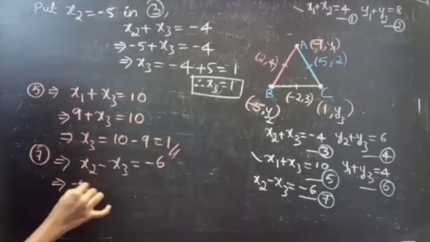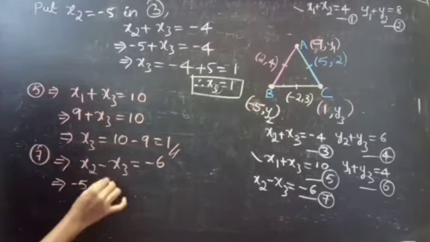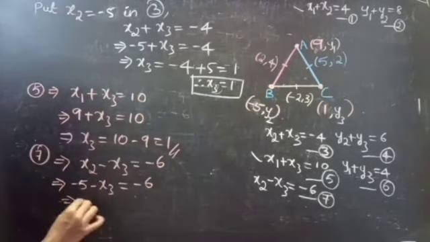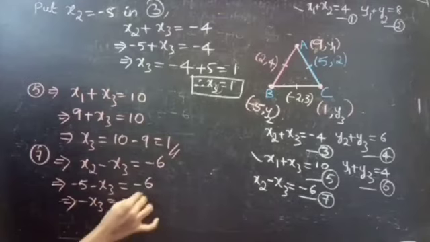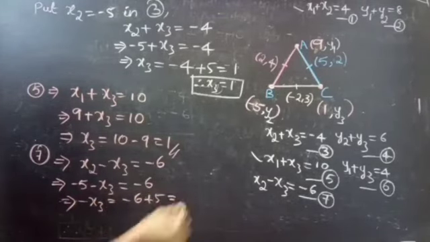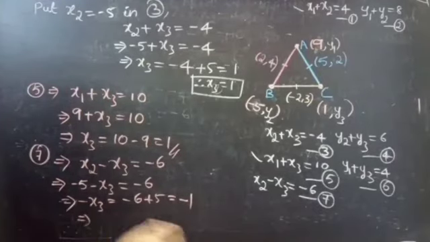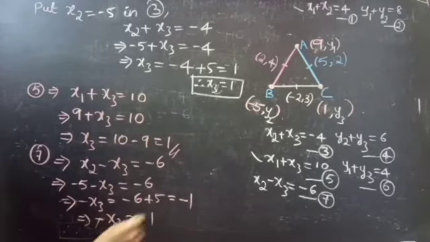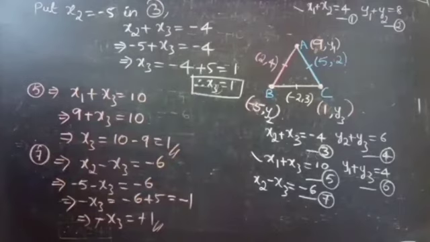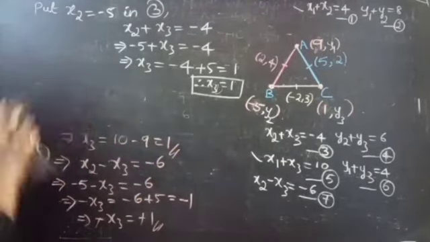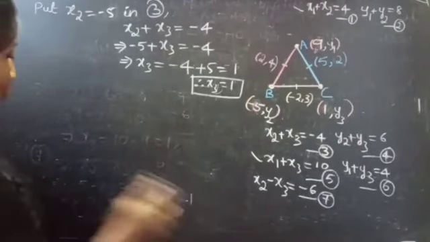So minus 5 minus x3 equals minus 6. From this you'll get minus x3 equals minus 6 plus 5, which is equal to minus 1. Since minus x3 equals minus 1, we cancel minus and minus, and you'll get x3 equals 1. Okay, fine. So we got the values of the unknowns x1, x2 and x3.